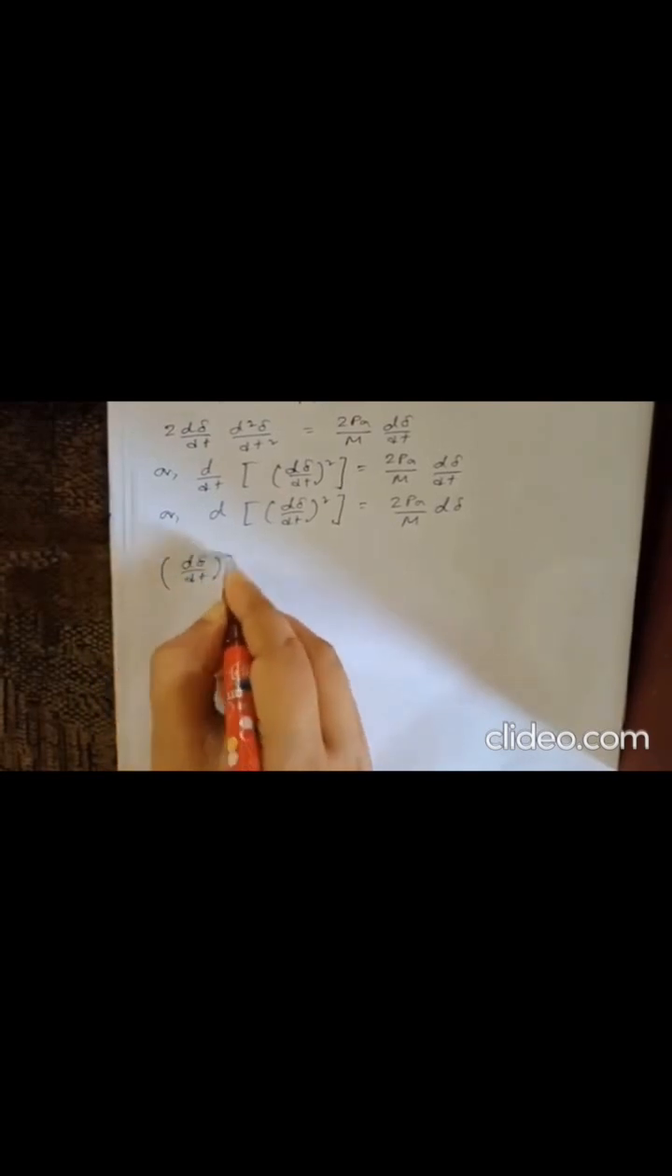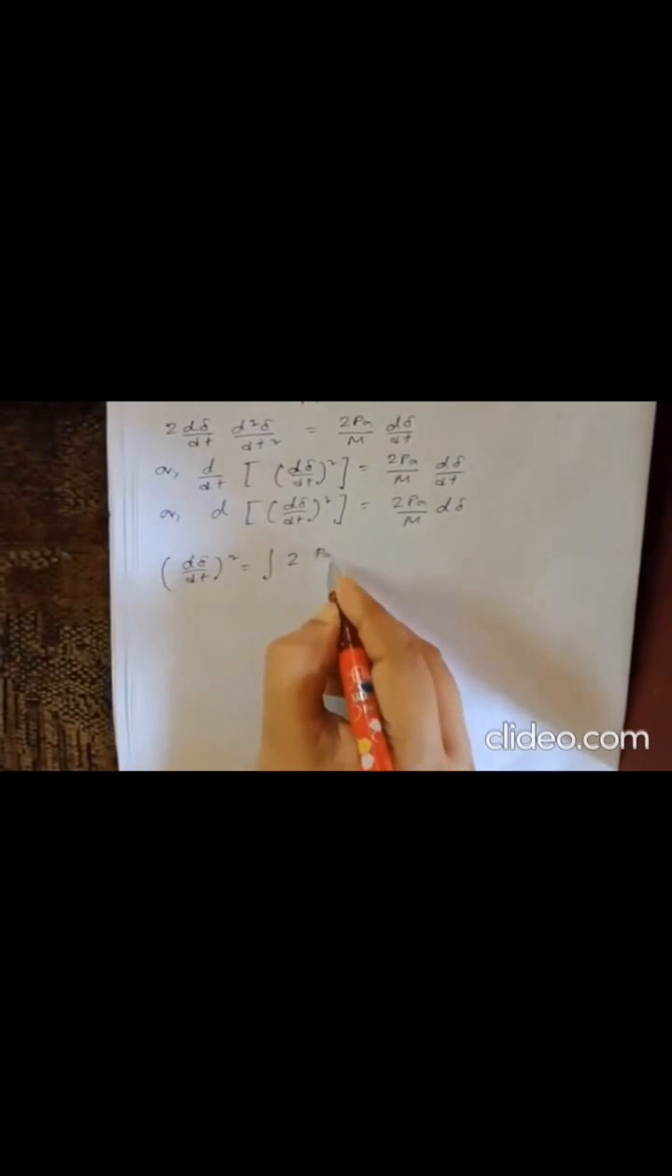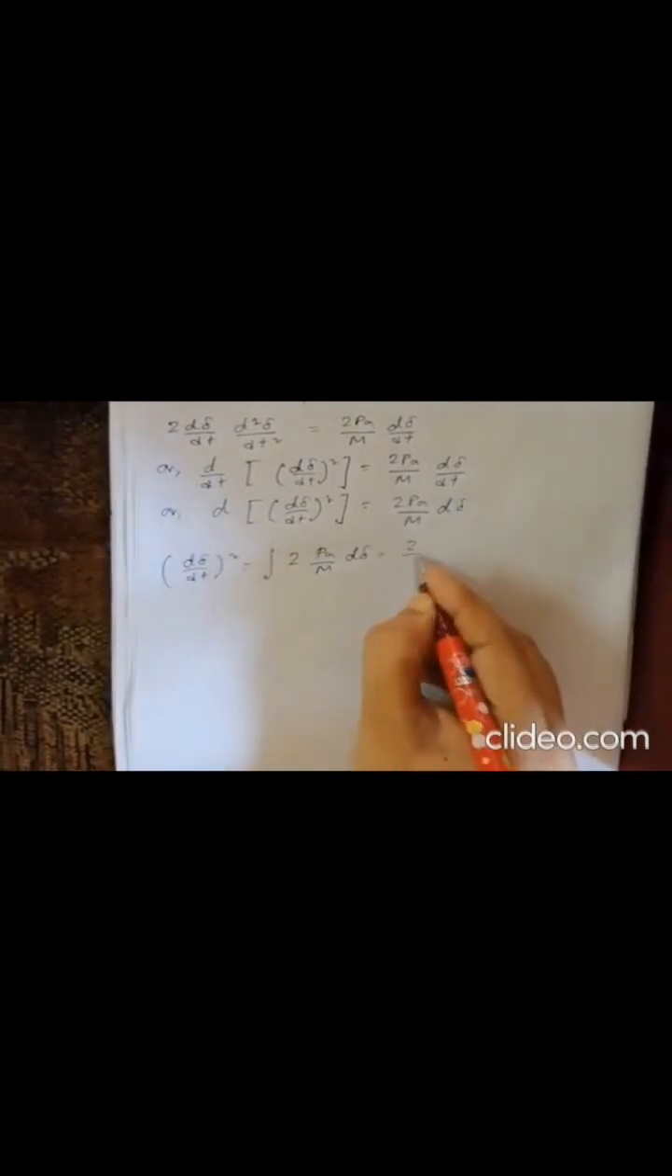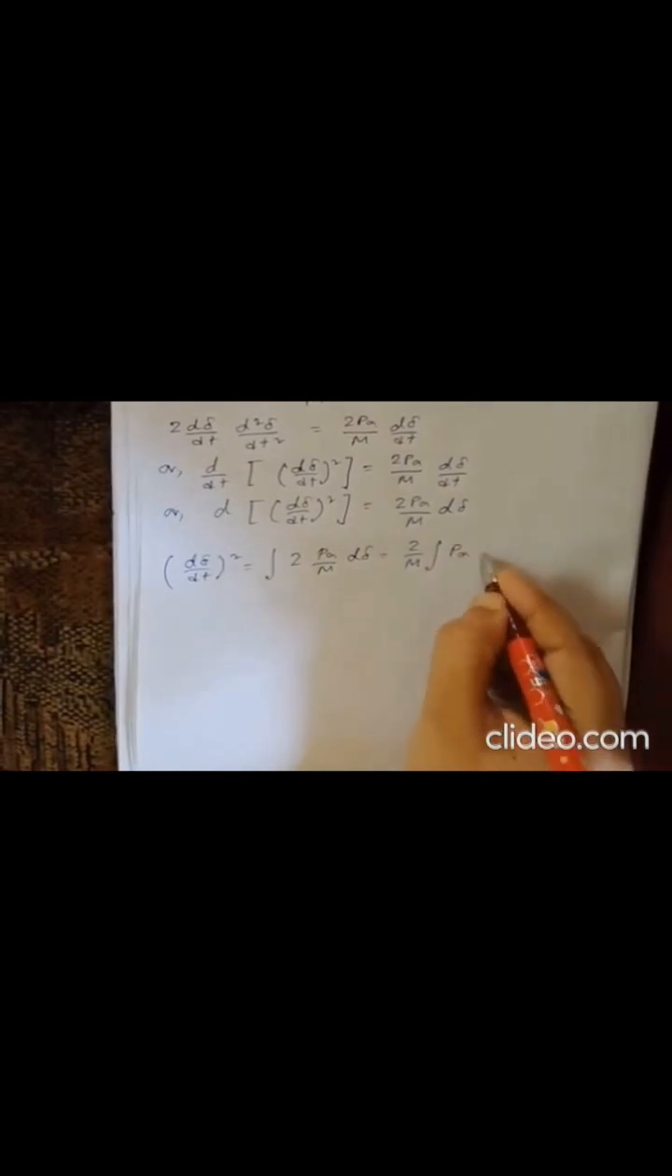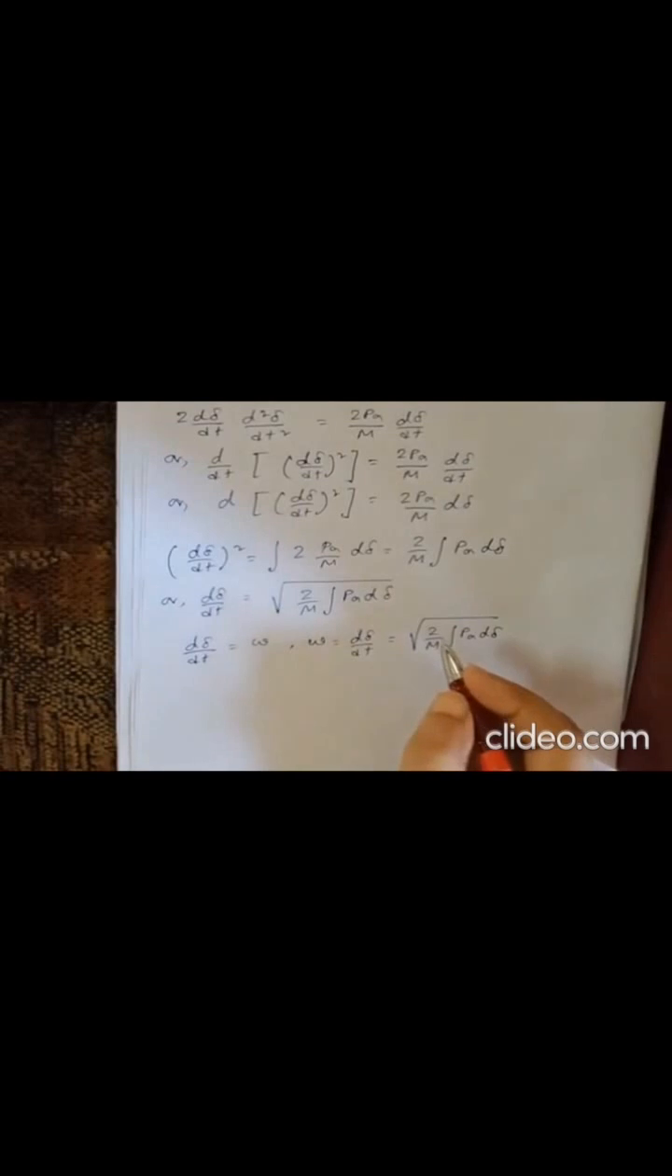Upon integrating, we write integrate 2 Pa by M dδ. We can write root 2 by M integrate Pa dδ. If dδ/dt equals omega, the velocity of the displacement angle with respect to the infinite bus, then we can write dδ/dt equal to root 2 by M integrate Pa dδ. Now let us come to the figure.